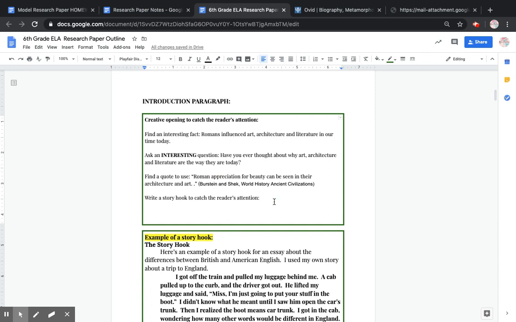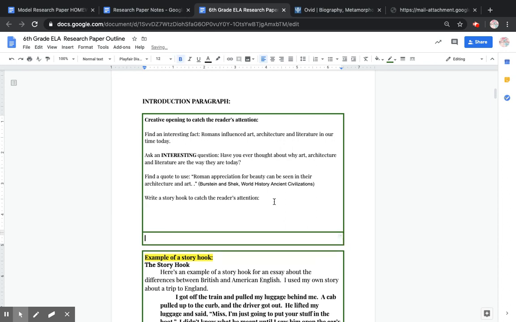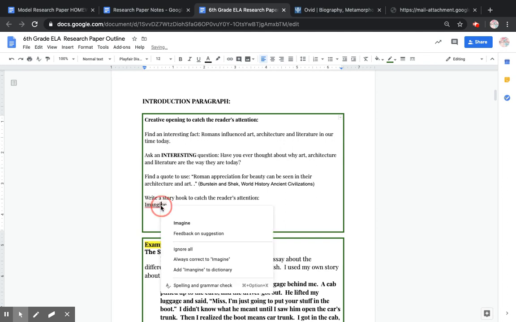And then it says here to write a story hook to catch your reader's attention. So when you're writing a story hook, what you want to do is kind of put yourself in that time period, and you want to kind of transport your readers into that time period too. So throughout all the information that I read on the art and architecture and literature, you could put like, "imagine," which is spelled wrong.